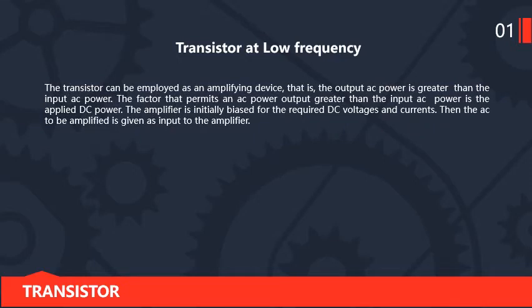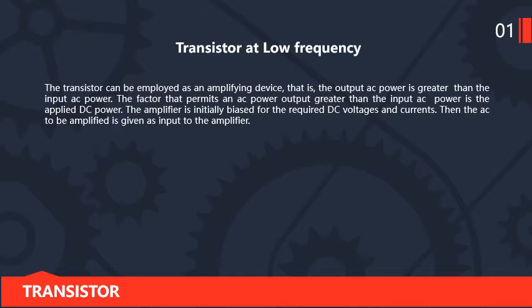So the transistor can be employed as an amplifying device, that is, the output AC power is greater than the input AC power. पिछले वाली क्लास में हमने देखा था एम्पलीफायर सर्किट ऐसे सर्किट होते हैं जो कि इनपुट पावर लेवल को हमें बूस्ट करके आउटपुट देते हैं, उसको हम एम्पलीफायर सर्किट बोलते हैं. इसमें हम ट्रांजिस्टर, मॉसफेट, JFET का यूज करके एम्पलीफायर सर्किट बना सकते हैं. The factor that permits an AC power output greater than the input AC power is the applied DC power.